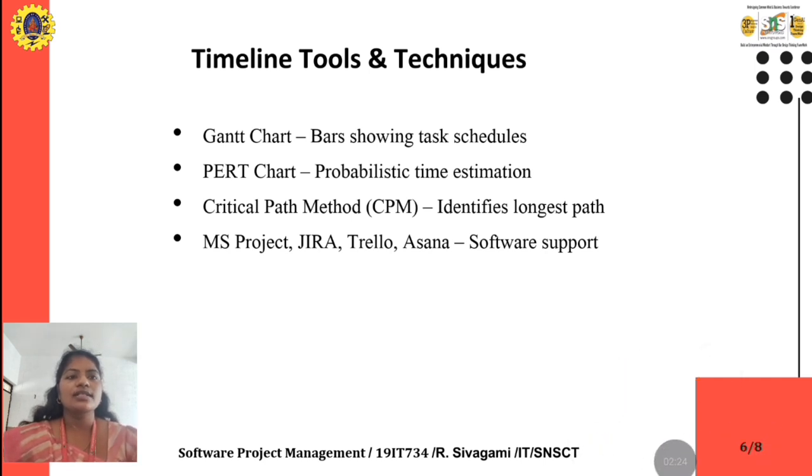The next one is timeline tools and techniques. Here I give some tools and techniques for our timeline management. Gantt chart. In this technique, bars show the task schedules. And then bar chart, critical path method. Here some tools I have given: MS Project, JIRA, Trello, Asana. These are all software support tools.